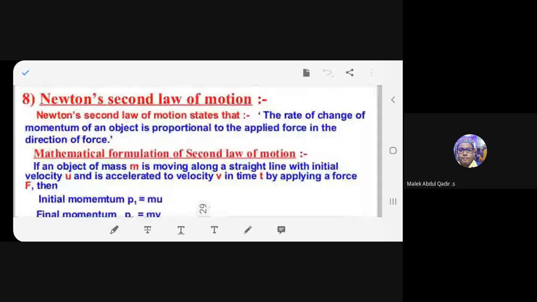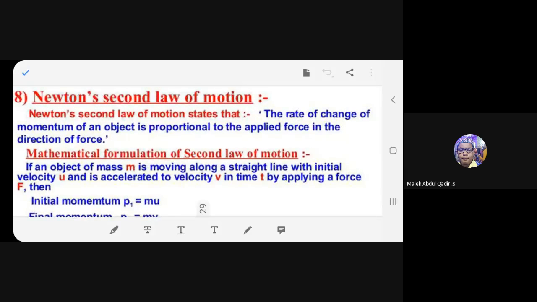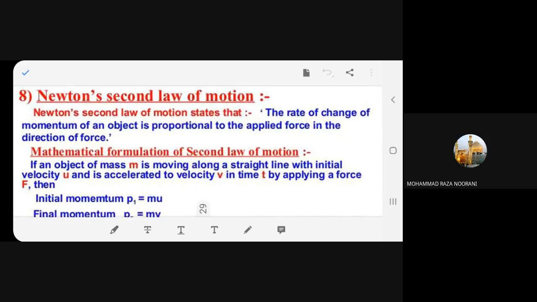Now we have finished Newton's first law of motion, momentum, and now we are going to work on Newton's second law of motion. Please begin, beta.